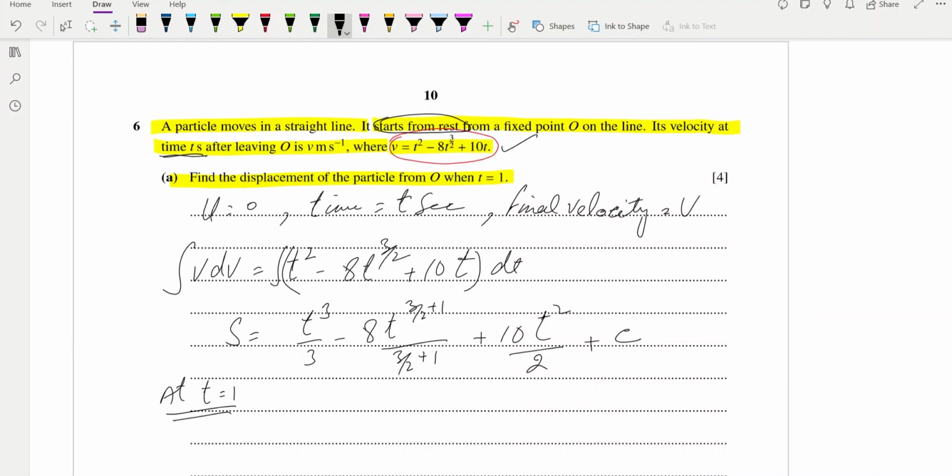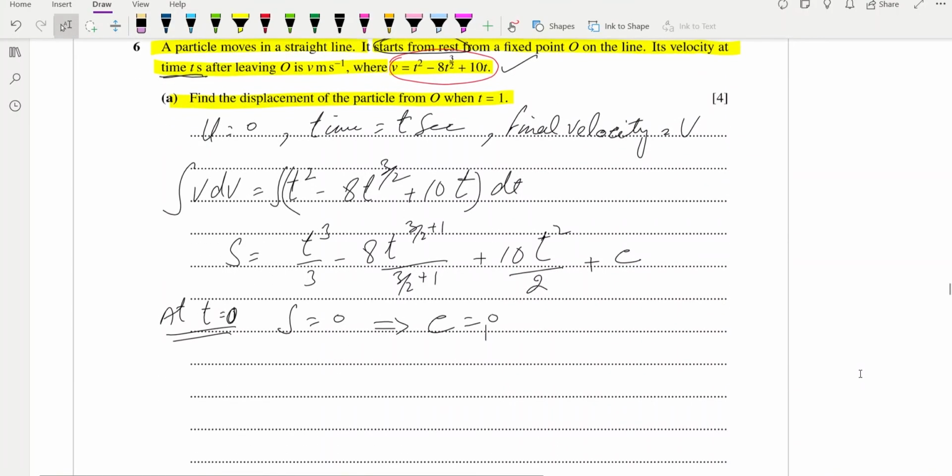So s will be equal to what? First we can check at t is equal to 0. At t is equal to 0, if we replace t, this whole thing will be equal to 0. So this implies at t is equal to 0, s will be equal to 0, and if we replace 0 for s and 0 for t, we will get c is equal to 0. So this c is equal to 0 we will replace, and our final equation will shrink.